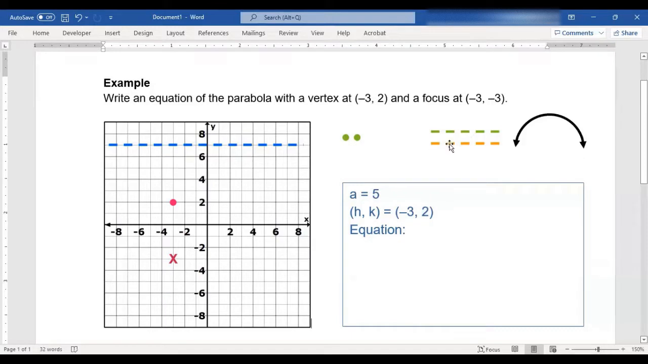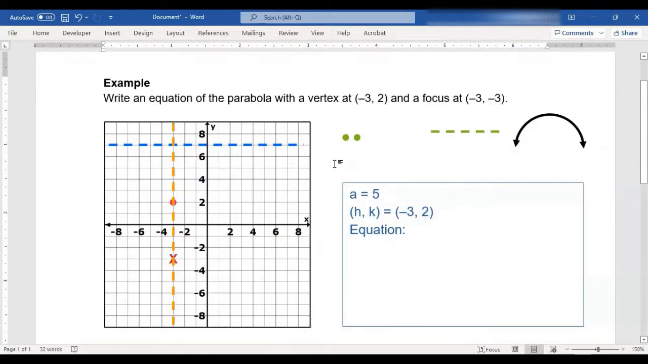Next, let's graph our axis of symmetry. The axis of symmetry goes through the vertex and the focus. So this is going to be a vertical line running this way. Again, this is all just to help orient me so that when I sketch my parabola, I know where it goes.